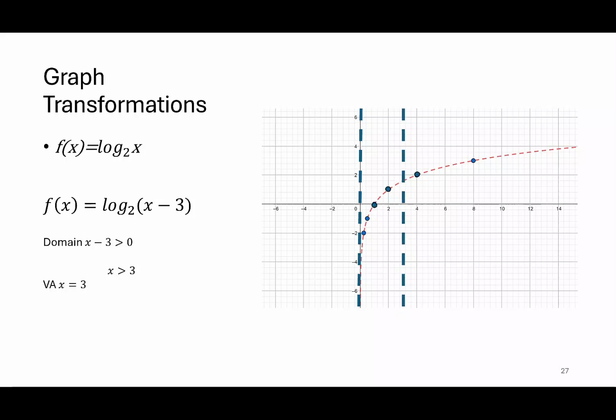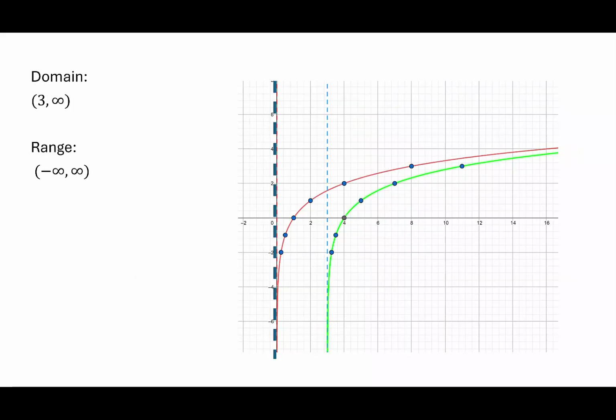Now that we've moved our asymptote 3 to the right, we can also move our points 3 to the right and then connect the dots. Now we can see that our domain is 3 to infinity and our range is still negative infinity to infinity.